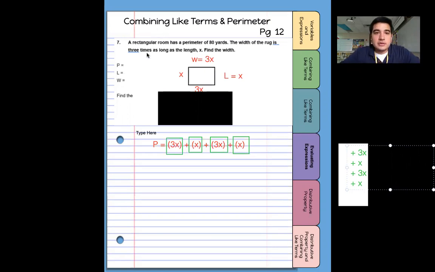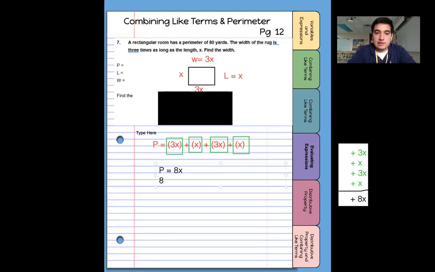Luckily, we only have one like term, so this one's really easy. So we draw our little line, just like that, and we add them up. So when I add them up, I get 3x plus 1x plus 3x plus 1x. We get positive 8x, okay? So that means my perimeter is just 8x, right? But again, they tell me that the perimeter is 80 yards.